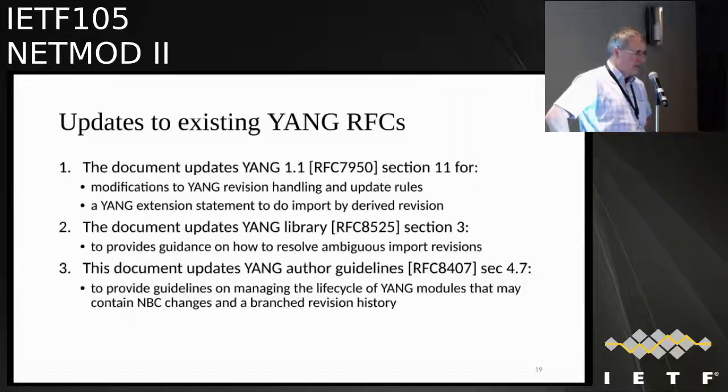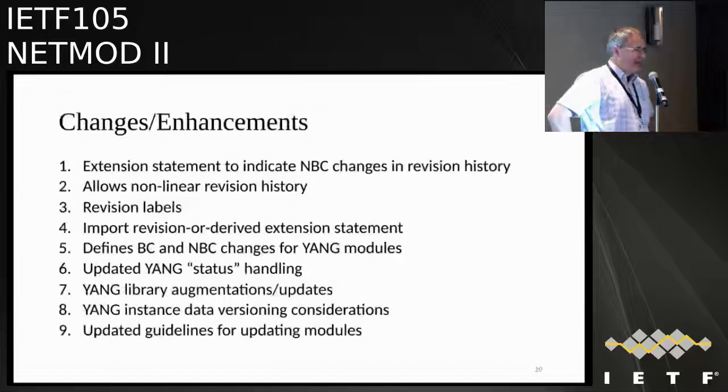Next, please. So what do we have here? We have an extension that will go into the revision statement and indicates that this revision of the YANG module is non-backwards compatible (NBC) to the previous version. If it's not there, then it's assumed, or it must be, backwards compatible. We also explicitly state that we allow nonlinear YANG module development, so branching and updating previous revisions, which was not forbidden in 7950, but many people assume that there we will have linear development only.